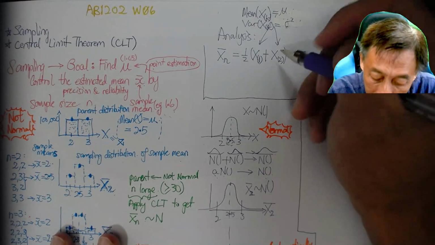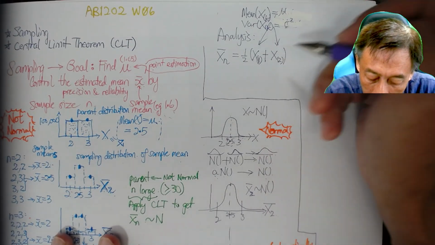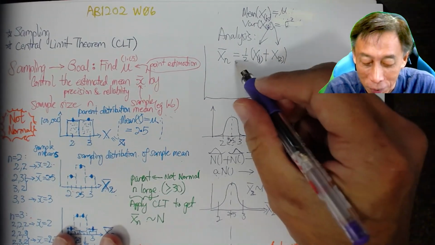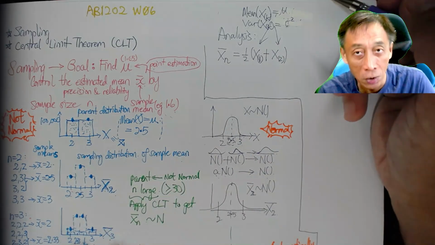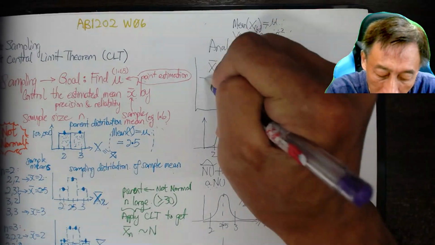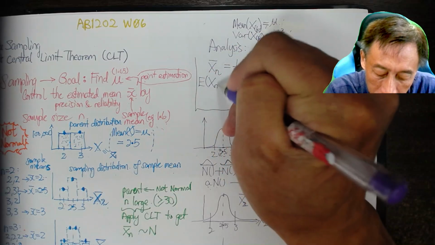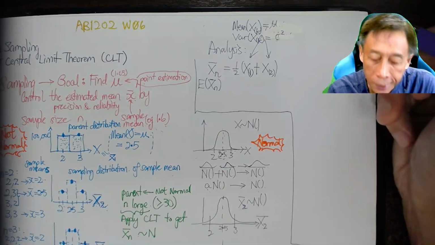Okay, so what happens then? Nothing happens. We can't do much unless we know the distributions of x1, x2. Then we have to go into details. But that's not my point of talking about that. I want to talk about the expected value of the sampling distribution of sample mean.